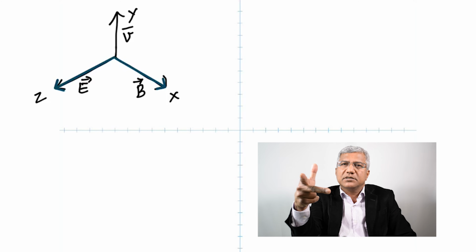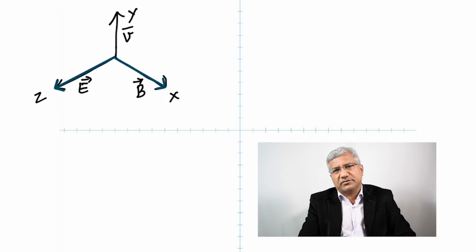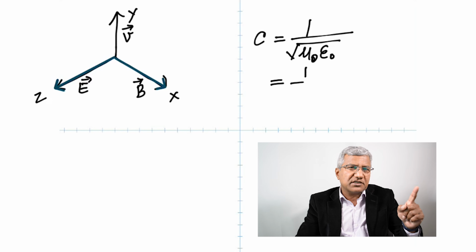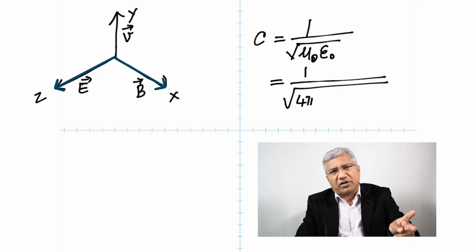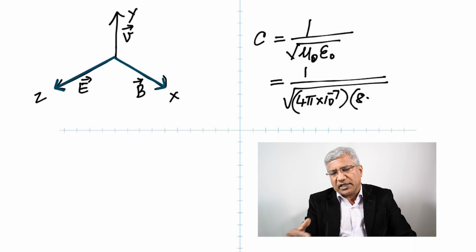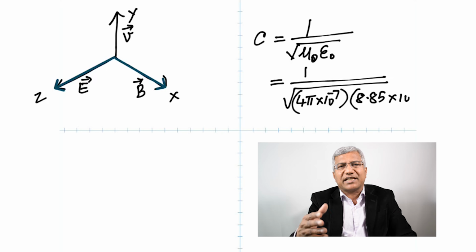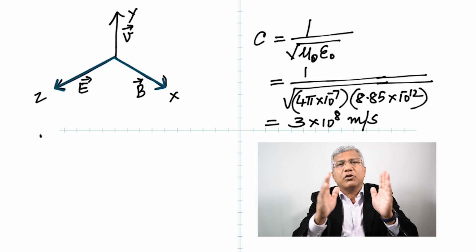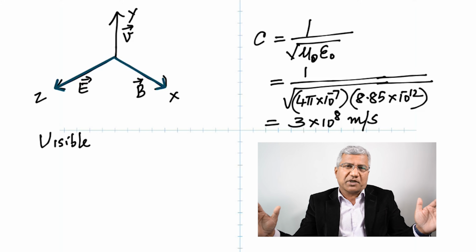And how do you calculate the speed of an electromagnetic wave? Using this formula: c is equal to 1 by square root of mu naught times epsilon naught. Mu naught is the permeability of free space. Epsilon naught is the permittivity of free space. Here are their values. And if you put those values down and calculate, you're going to get 3 times 10 to the 8 meter per second. What does that mean? That is the speed of all the regions of the electromagnetic spectrum.